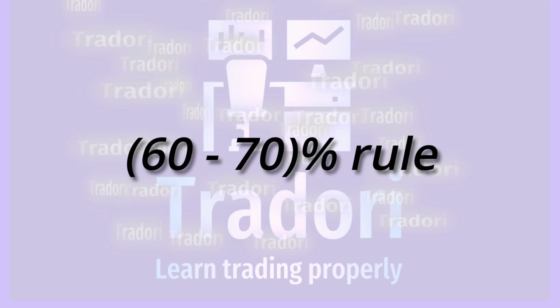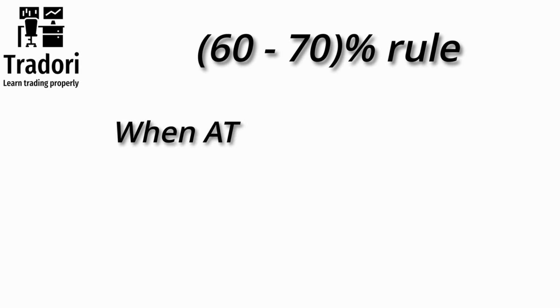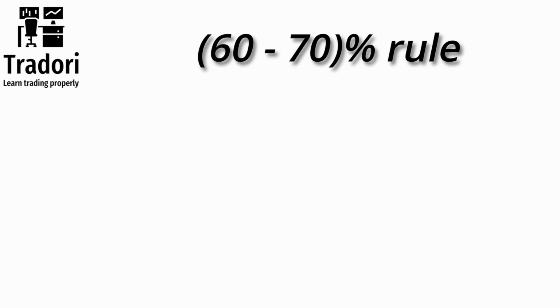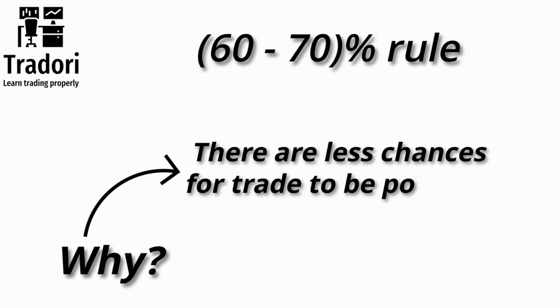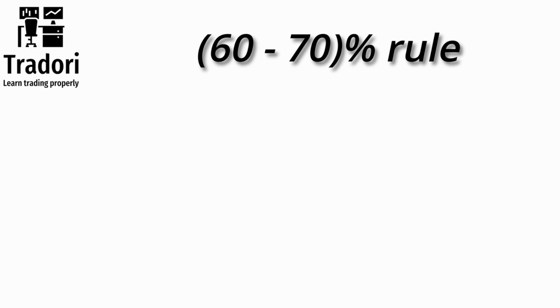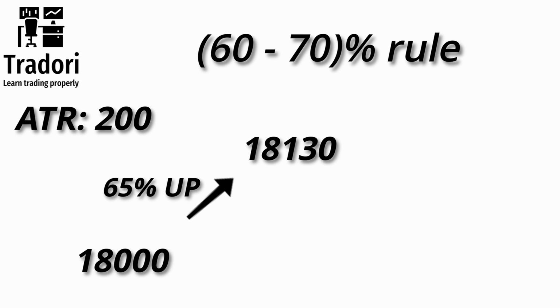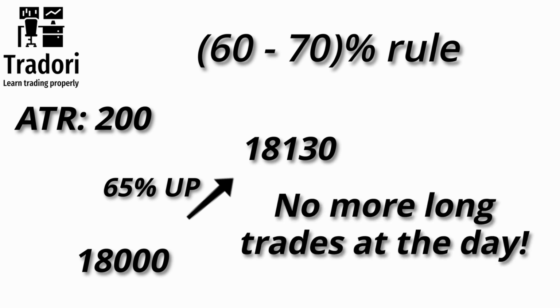Another important rule. 60 to 70% rule. When ATR moves more than 60% in the day, do not take a trade with the trend. The reason is simple: there are fewer chances that your trade will be positive. For example, ATR is 200 and the market opens at the price of 18,000. The market climbs up to 18130. It is already 65% of ATR. Therefore, I'm not going to take long trades anymore on this day, unless the market falls a bit.